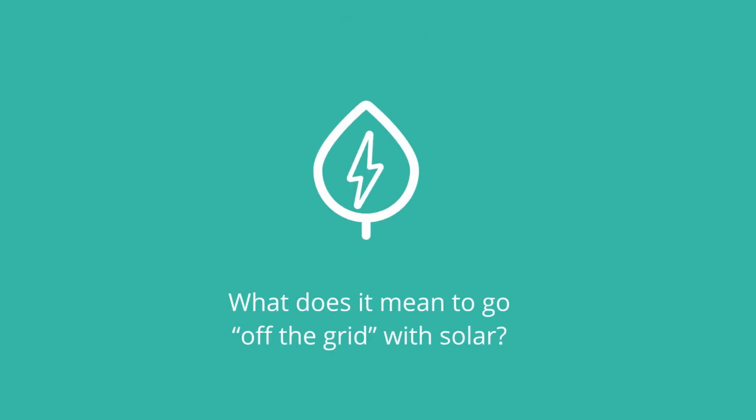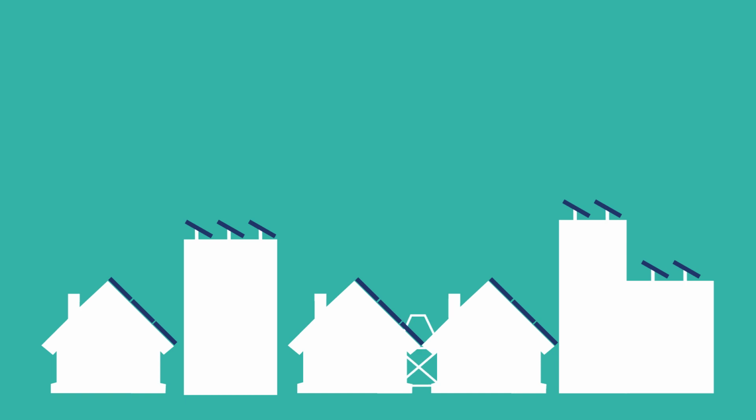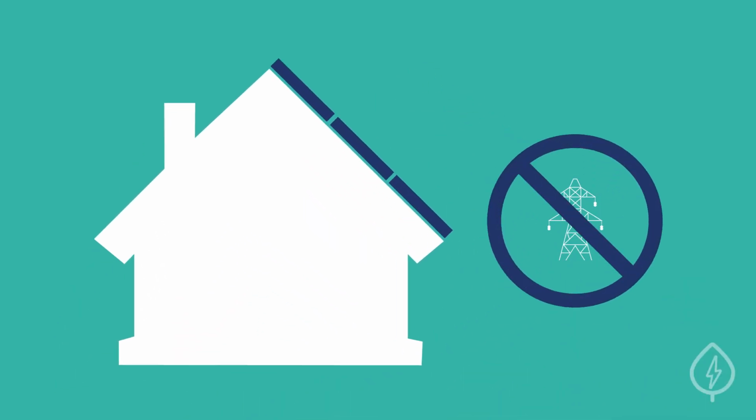What does it mean to go off the grid with solar? If you're thinking about going solar, you might like the idea of cutting the cord with your utility. But did you know that most buildings with solar panels are still connected to the grid? While it's technically possible to go off the grid with solar, it is not economical for most people.